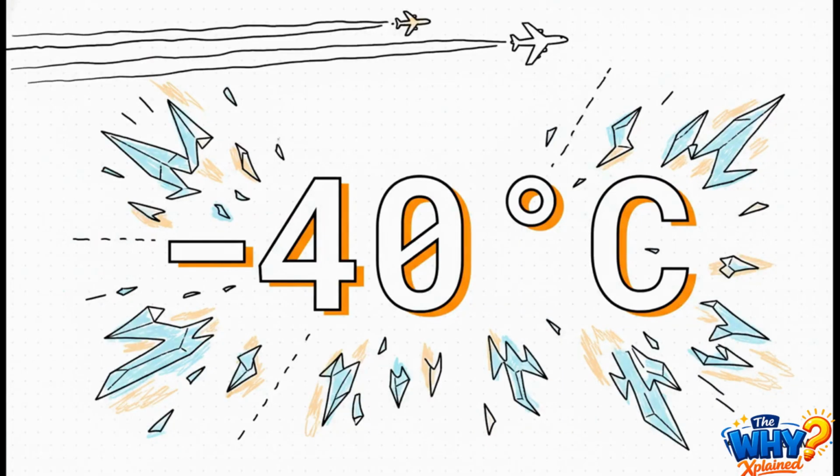And when I say cold, I mean really cold. For these contrails to even form, the temperature up there at cruising altitude, we're talking over 30,000 feet, has to be at or below minus 40 degrees Celsius. That crazy cold temperature is the absolute key ingredient that flash freezes all that water vapor.